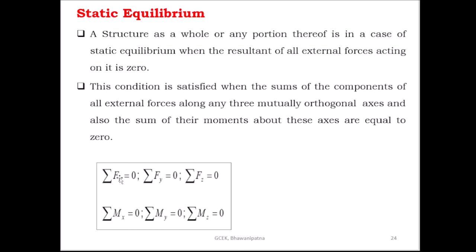So these are the components of the forces along three mutually perpendicular axes. Summation of Fx is equal to 0, summation of Fy is equal to 0, and summation of Fz is equal to 0. And these are the moments about the axes x, y, and z, and the sum of the moments about these three axes is also equal to 0. Summation of Mx is equal to 0, summation of My is equal to 0, and summation of Mz is equal to 0.